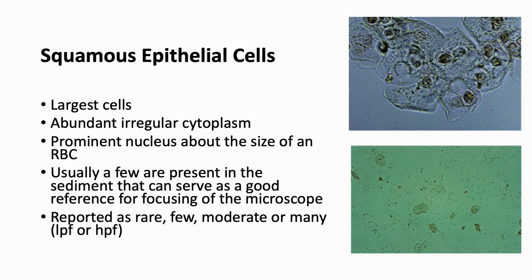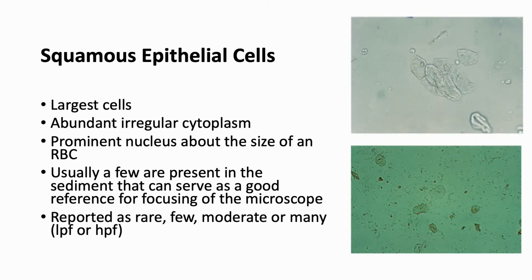So squamous epithelial cells are the largest epithelial cells present in the urine. They have abundant irregular cytoplasm. They can have a prominent nucleus about the size of a red blood cell. So usually a few can be present in the sediment, and this can actually serve as a good point of reference for the focusing of the microscope. So these squamous epithelial cells are reported as rare, few, moderate, or many in low or high power field.